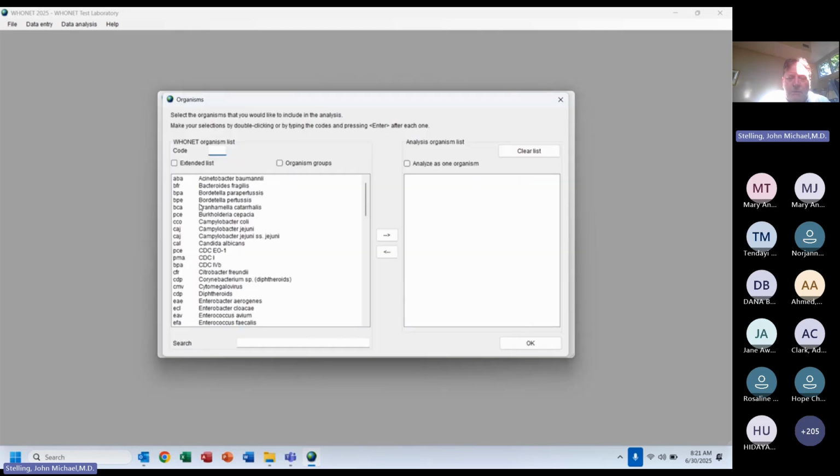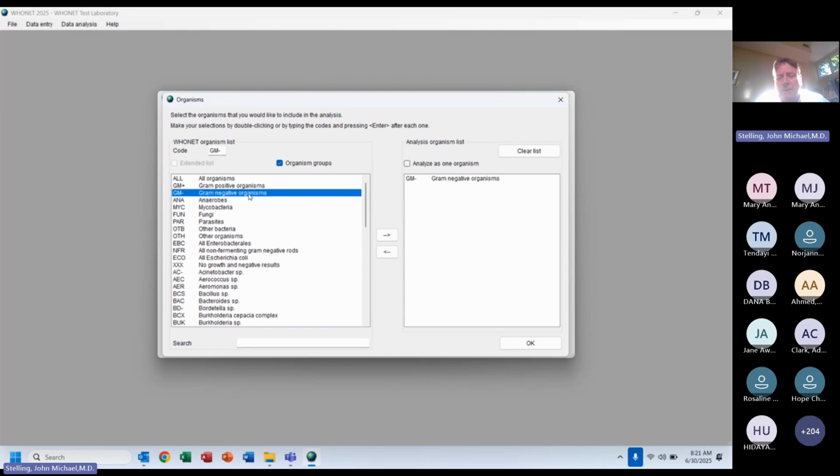Organisms. Let me go to organism groups, and let me choose all gram-negative organisms. I don't have to put all. I can say E. coli, Klebsiella, Serratia. So if you have a specific list in mind for your antibiograms, just put that list in. Maybe there's some gram-positives, some gram-negatives you want, and some of them you don't want.